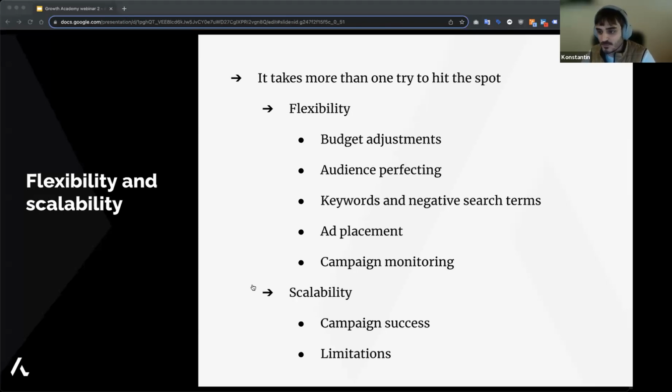But yes, I love the scalability part, actually. So, yeah. I do as well. Who doesn't? Okay.